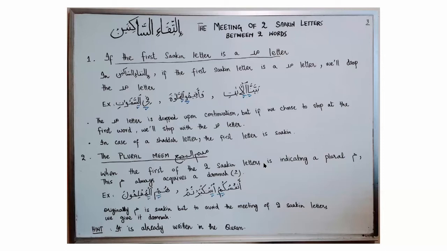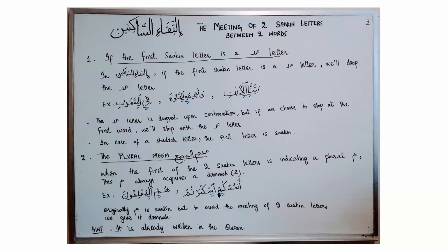Another case when two sakin letters meet with each other between two words, when the first sakin letter is a plural meem. In that situation, the meem will acquire a dhamma, and this dhamma will be written in the mushaf for our ease. If you see in this example, humul muflihun. So this dhamma is not original, rather it is conditional. Because of Iltiqa'a Sakinain, this meem acquires a dhamma.